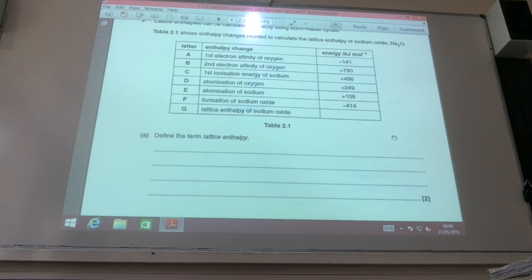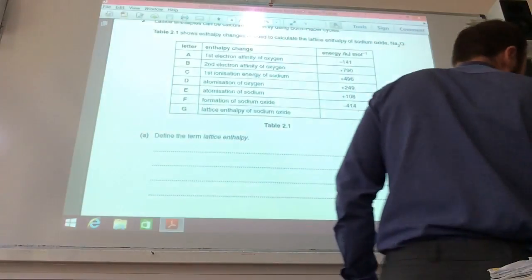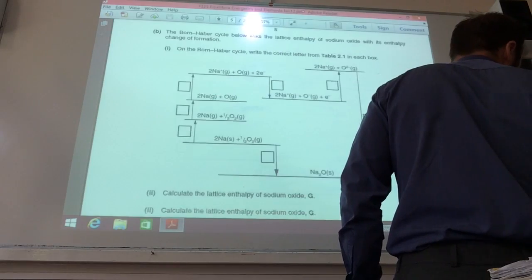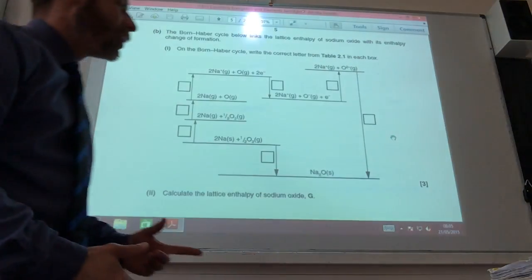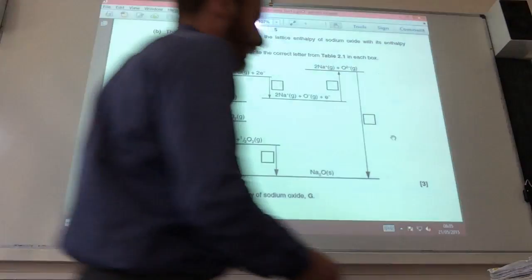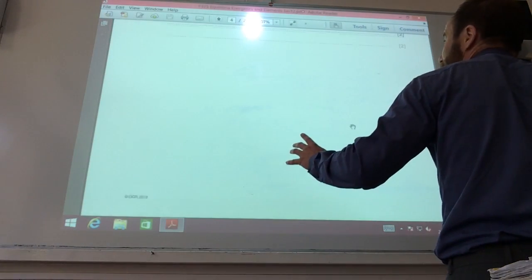Okay, the next thing is it wants me to confirm lattice enthalpy is the formation of 1 mole of an ionic compound from its gaseous ions under standard conditions. So that's relatively straightforward. Not bad for 2 marks. It then wants me to complete by using the letters that it gave me on the previous page.